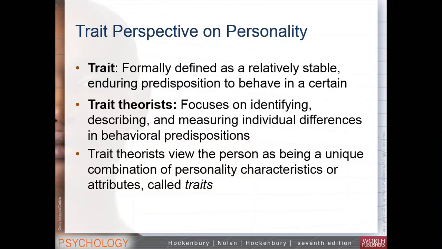And when we look at the psychoanalytic, the humanistic, and the social cognitive perspectives, what we find is that these are all focused on the similarities of people. The one thing that's different about the trait perspective is it actually focuses on the individual differences of people, not how similar we are, but how different we are. And so, of course, we see that trait theorists tend to focus on identifying, describing, and measuring those differences in behavioral dispositions or those personalities.